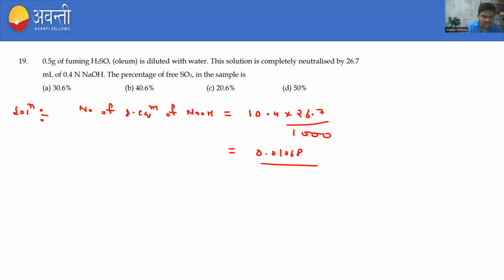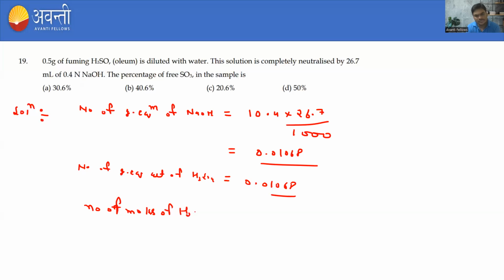Now on a similar basis, the number of gram equivalents of H2SO4 also comes out to be 0.01068, because H2SO4 and these all are the same. So the number of moles of H2SO4, can anyone calculate it? We can calculate it now.